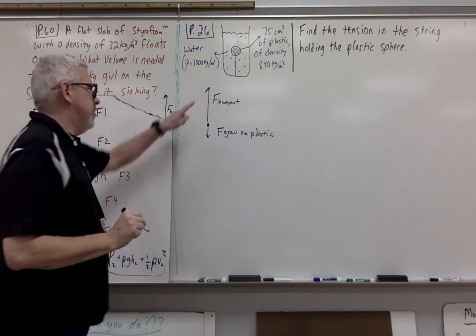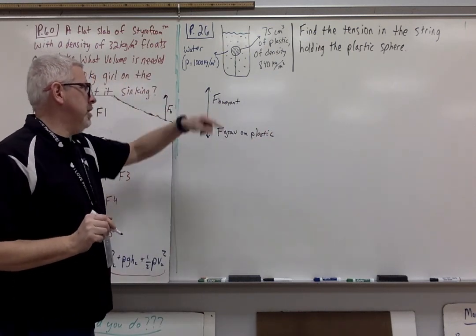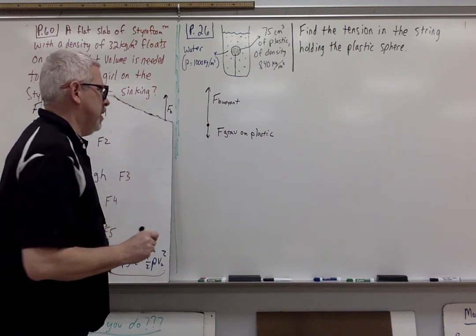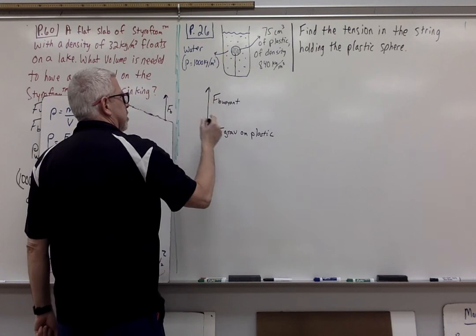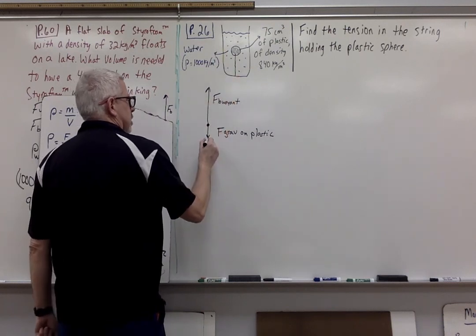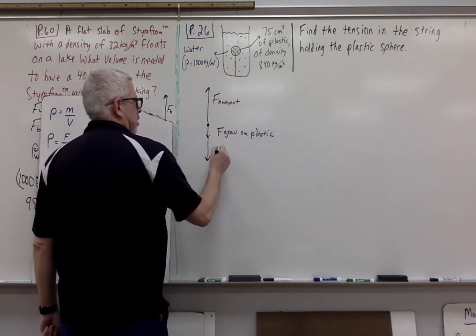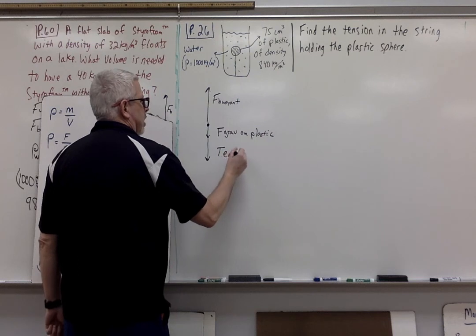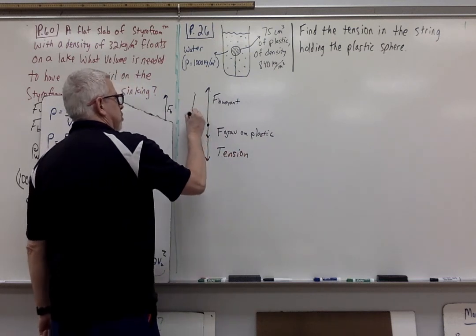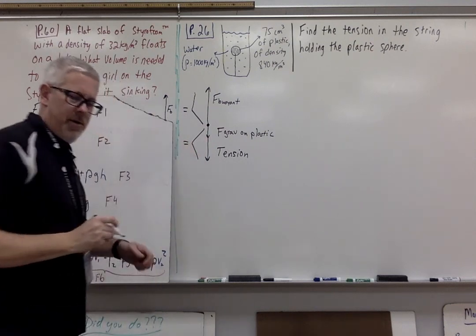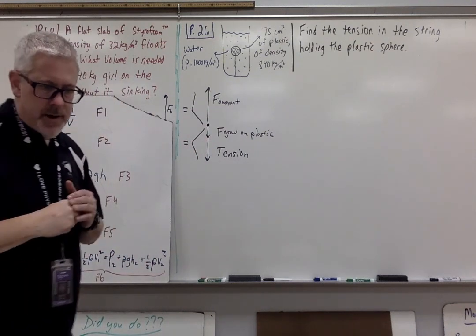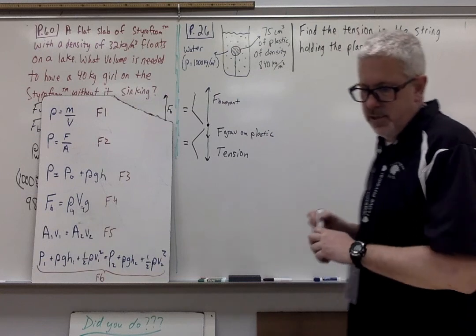And again, this is going to be larger than this, so if we cut that string, the plastic would end up accelerating upward and end up floating. So since this isn't doing that, there's got to be tension in the string that is also acting downward. So this amount of force would equal that amount of force. So again, I can think about a force up equals a force down scenario.